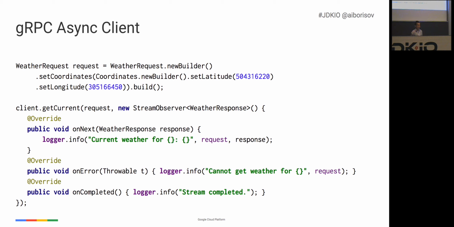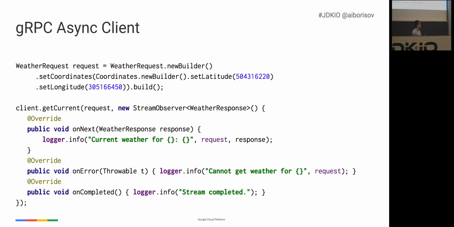Async client takes a request and a stream observer of the response. The stream observer has the very same stream methods: onNext, onCompleted, and onError. When the server sends us a response, we will get it in onNext method. If the server sends an error, we will get an exception in onError method. And when the stream is completed, onCompleted method will be called.